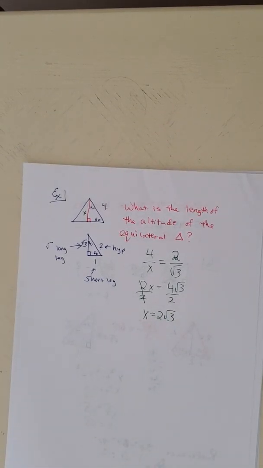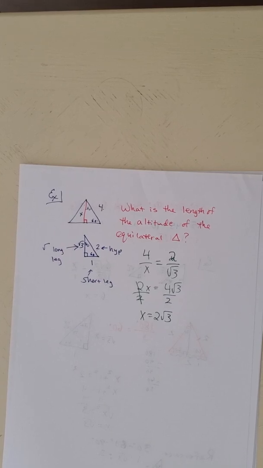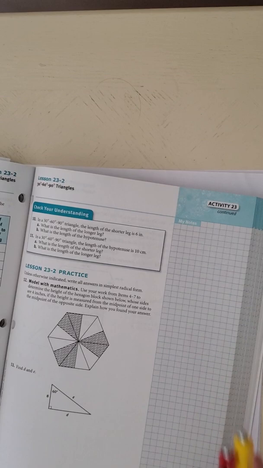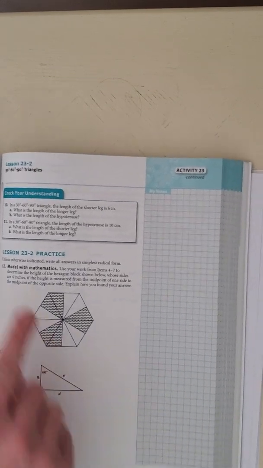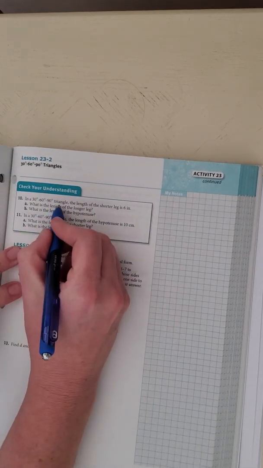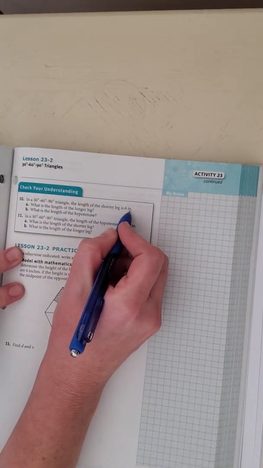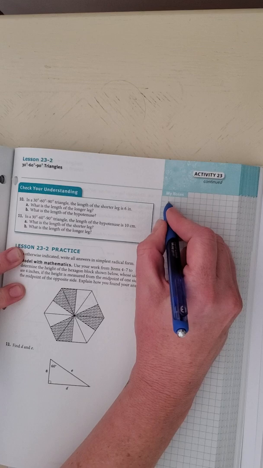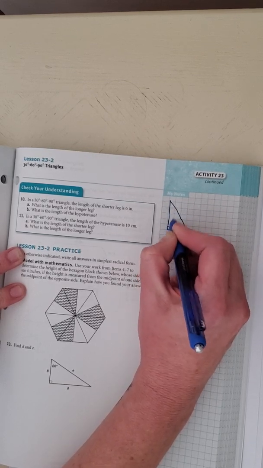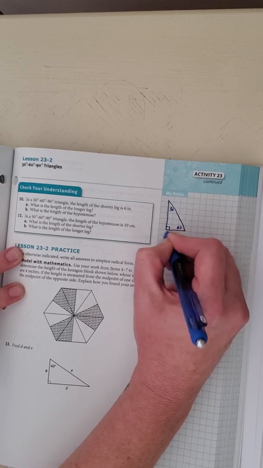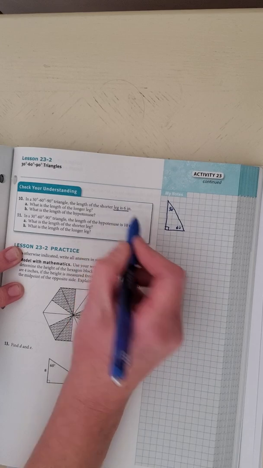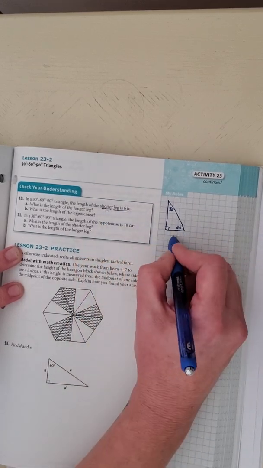All right, we're going to go to the check your understanding. So let's take a look. We're on number 10, and this is on page 333. It says in a 30, 60, 90, the length of the shorter leg is 6 inches. So we're going to draw that. So here's my 30, 60, 90 triangle, right? And it says the shorter leg is 6. That's going to be right here.